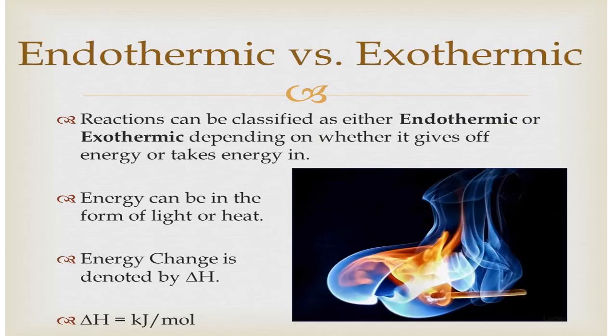Finally, we can conclude that reactions can be classified as either endothermic or exothermic depending on whether they give off energy or take energy in. This energy can be in the form of light or heat. This heat change is denoted by delta H, and the unit of delta H is kilojoules per mole.